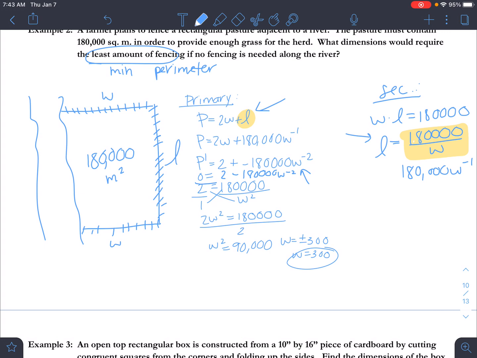And the last step is, it says what dimensions, so we need width and length. So width is 300, and then length, you could plug in 300 right here. 180,000 divided by 300 would be 600, and this is in meters. All right, and that is the least amount of fencing, right? So if you were going out to buy fencing, yeah, you could do a lot of different dimensions to get you 180,000. But if you went to the store and you're like, I want to spend the least amount to get a bargain for how much fencing I need for this pasture, 300 by 600 would be the least amount of fencing you could get.